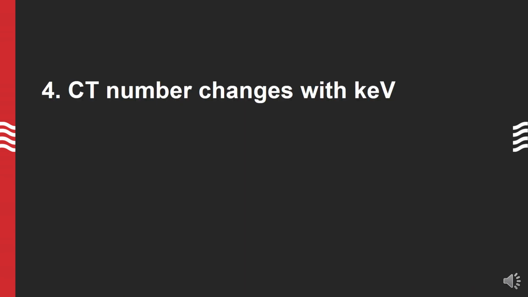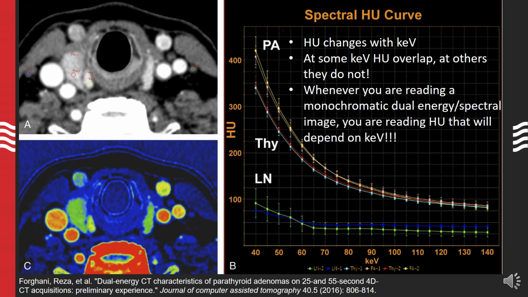CT number changes with KEV. All right, so as the academic sites and the vendors keep pushing spectral CT on us, we need to know something about it. As we go down in KEV, most materials are going to see an increase in Hounsfield unit number for the monochromatic images. So even for materials that might not overlap at a high KEV, we go down to lower KEV, we get this enhancement in contrast, and we can see differences, in this case, between thyroid and parathyroid adenoma tissue.